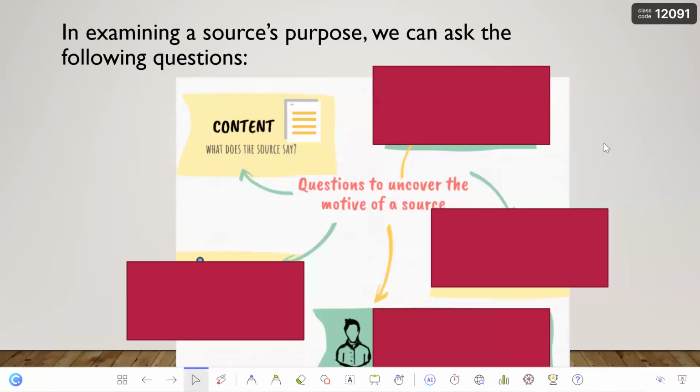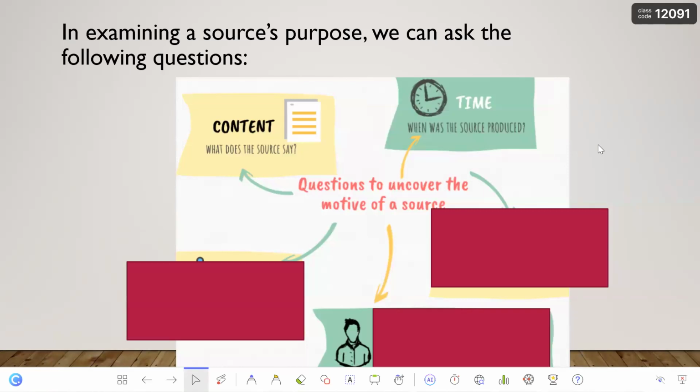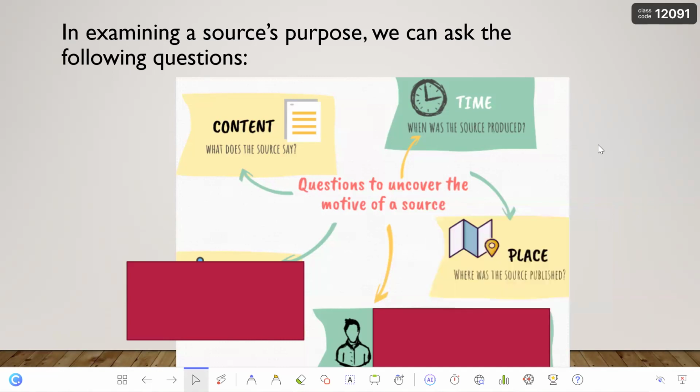Okay, so essentially, when we want to uncover a source's purpose, you can ask the following questions. So firstly, what does the source say? Okay, this is very important to know. So what is its message, for example? Another thing we can consider is, when was the source produced? Because this will give us an idea about why it was produced. Where was it published, for example? Was it published in a newspaper, a government magazine, government broadcast, for example? So the place where the source is published affects its purpose.